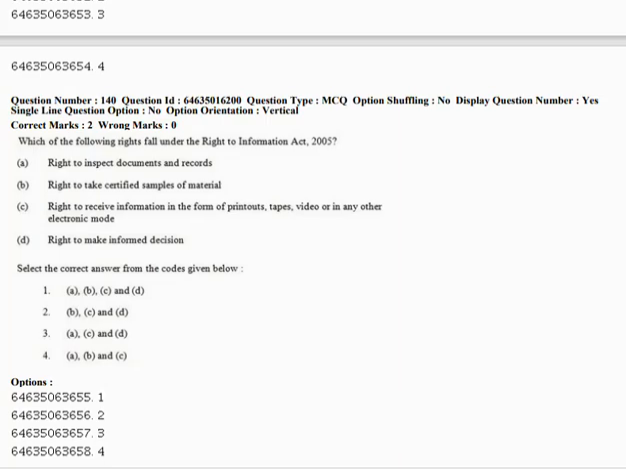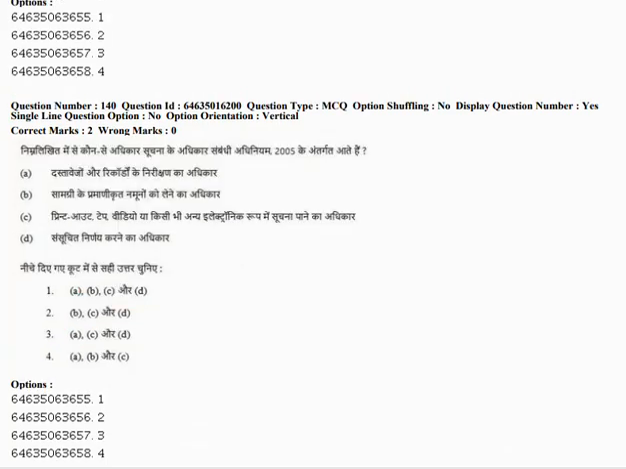140. Which of the following rights fall under the Right to Information Act of 2005? Right to inspect documents and record सही है. Right to take, हम लोग कहीं ले के नहीं जा सकते कोई सैंपल, ये गलत हो जाएगा. बी हटा देते हैं अगर, तो ये कट गया, ये कट गया, ये कट गया. 3 is the correct answer.